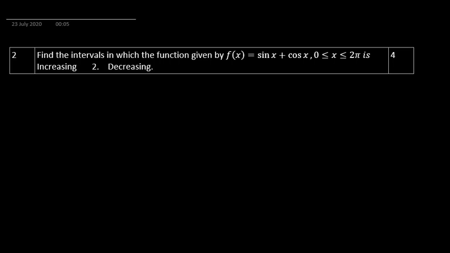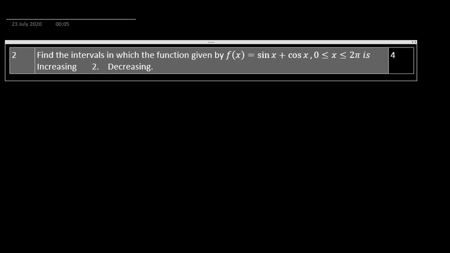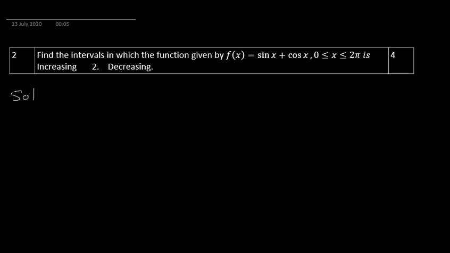Now the second problem is: find the interval in which the function given by f(x) equal to sin x plus cos x, where x is between 0 and 2 pi, is increasing or decreasing. Here they have given the interval 0 to 2 pi, so we have to restrict ourselves to this interval 0 to 2 pi. So let us start the solution. In the solution, first we will write the given function.